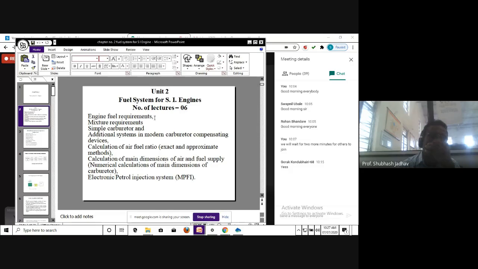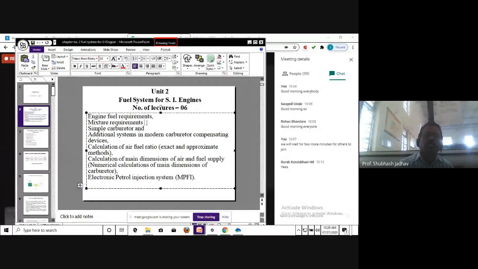So in the first point, engine fuel requirements, we will be discussing what a fuel is, and what the fuel should be like for it to be used in an engine. If you want to use a fuel in an engine, what properties and characteristics should it have, so that it can be suitable for the engine? Some requirements the fuel has to satisfy to make it suitable for application in an engine, and therefore we call it engine fuel requirements.